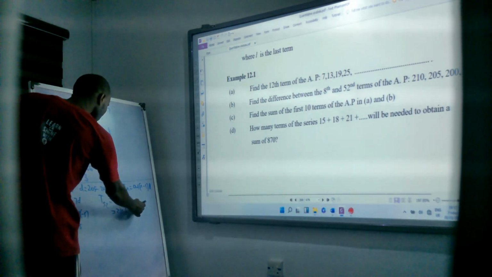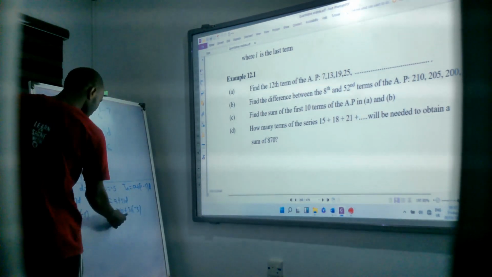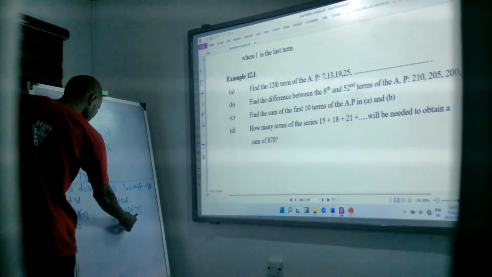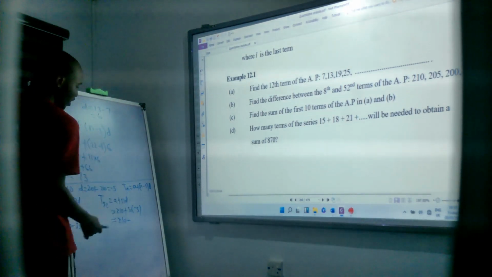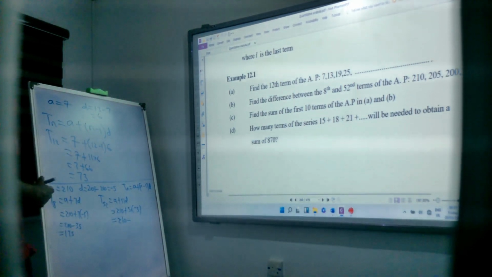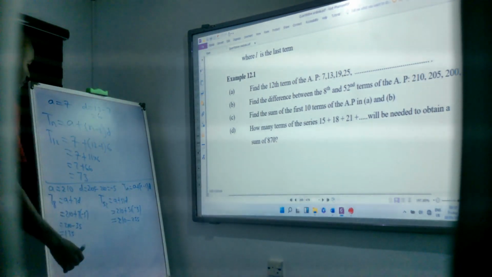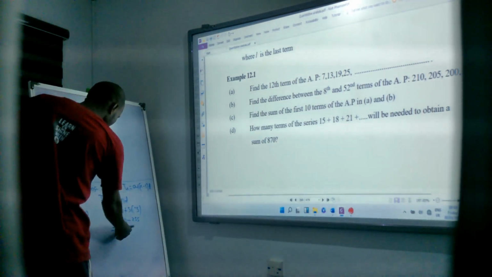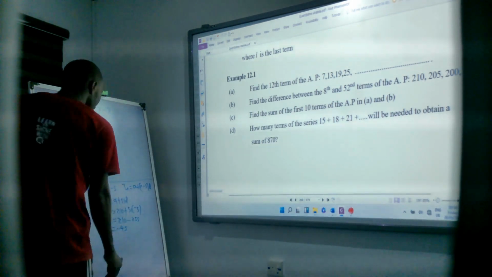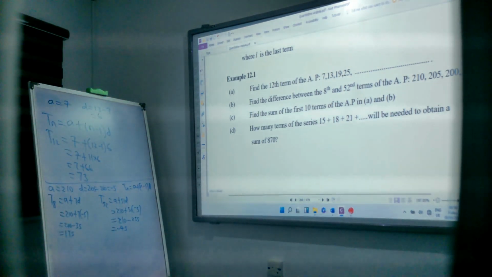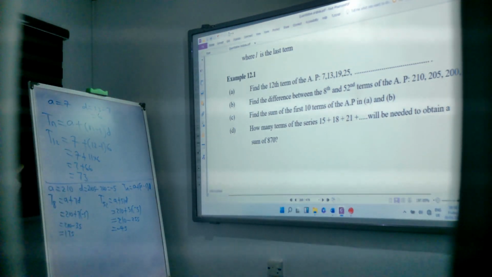So 51. What is our A? A is 210 plus 51 times minus 5, the common difference. So we have 210 minus 51 times 5, that is minus 255. And what is that going to do? That will give us minus 45.